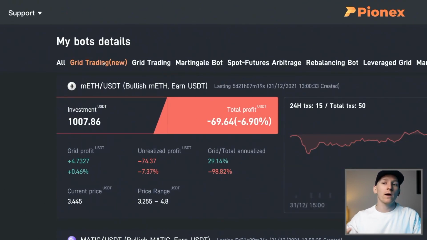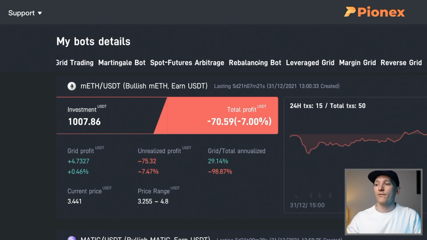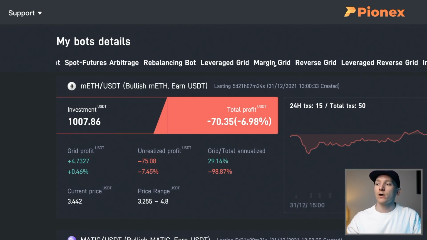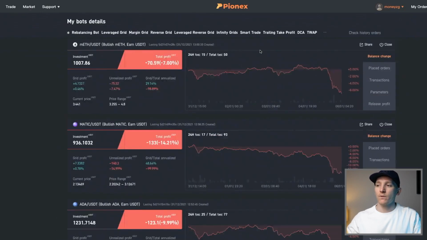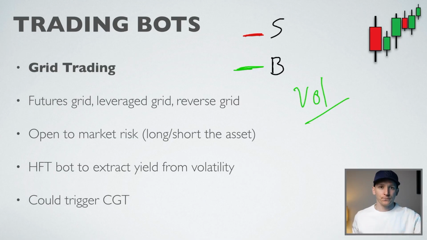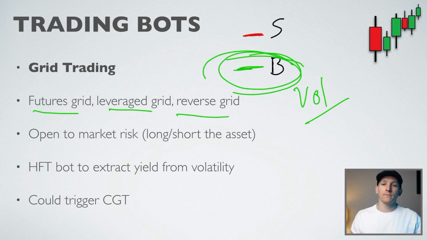So you have the normal type of grid. You also have a leveraged grid, a margin grid, which are actually pretty much the same thing, and a reverse grid. So I'll explain what those are. So yeah, you have futures grid, leverage grid, and reverse grid. Usually with a grid, you will be net long. So you will have a net long position. You'll be a buyer, right? So you will buy low and sell high, and you'll buy first and get some tokens on your book, and then look to sell them at a later date higher, and it will just do that for you.